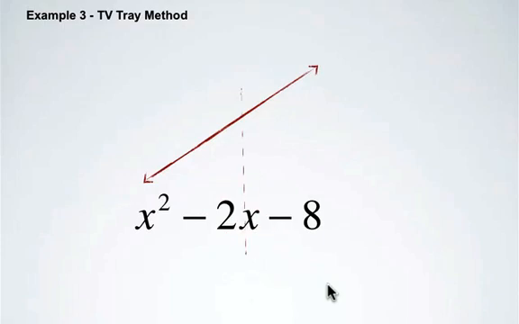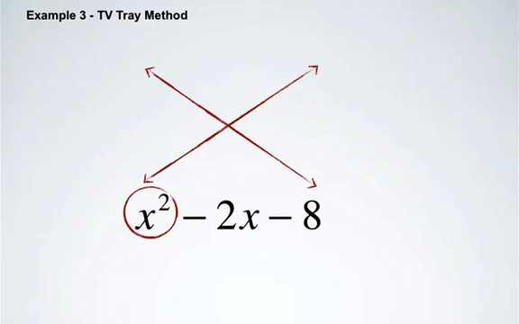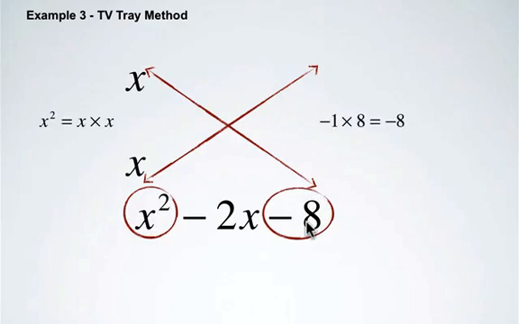Another method is called the TV tray method. Here's how it works. You set up an x like so. We look at this, x squared. X squared is factored into x times x. So we put an x here and an x below. These are the two factors of this term. Next, we look at the factors of negative 8. We'll first try negative 1 times 8. Negative 1 and 8.